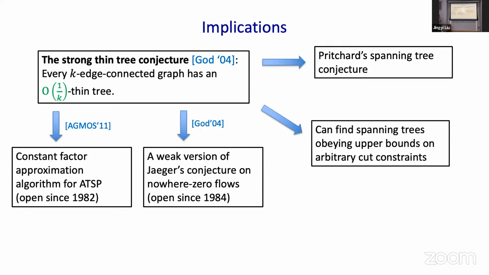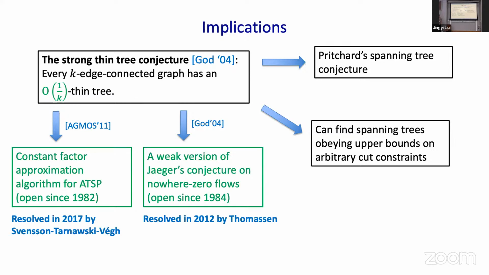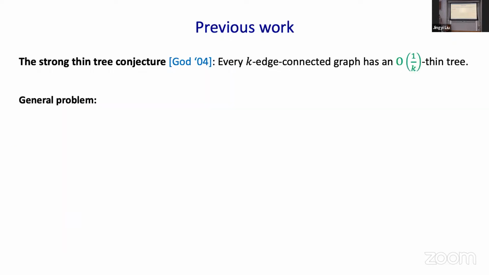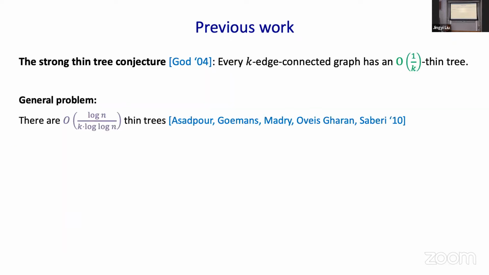Okay, so it turns out that since Goddyn's conjecture, both of these things have been resolved by very different methods. But I think it would still be very nice, for example, to find another algorithm for ATSP. And even the question on its own, algorithmic or not, I think is really interesting. Okay, so what's known about this problem?